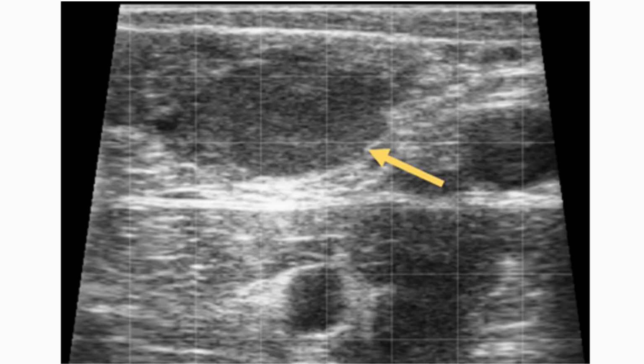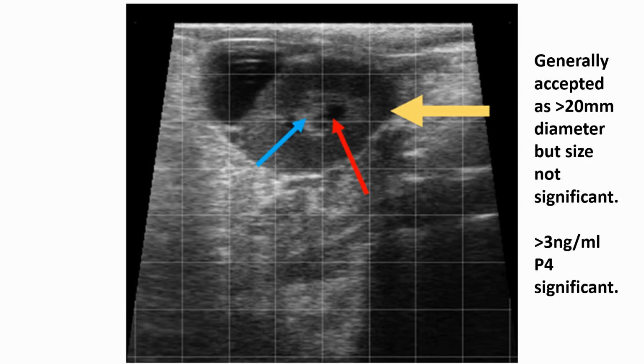In terms of actually practically scanning these animals, this is what a CL looks like. So it's grey and solid and doesn't usually give when you press on it. This is what it looks like on an ultrasound. The general accepted size for it to be functional is over 20 millimeters. But actually, there have been a lot of studies now that have found that CLs smaller than that can produce enough progesterone, and CLs much larger than that cannot. So size is generally not really much of an indicator.